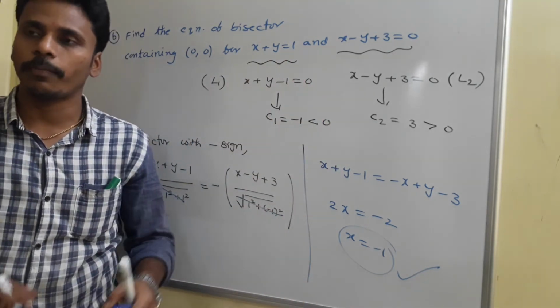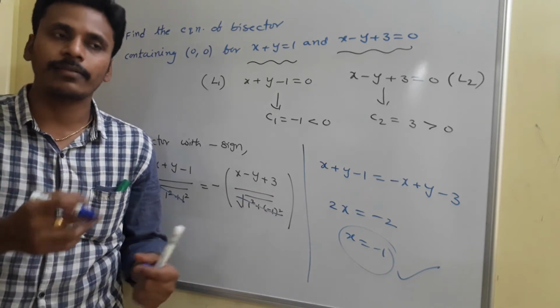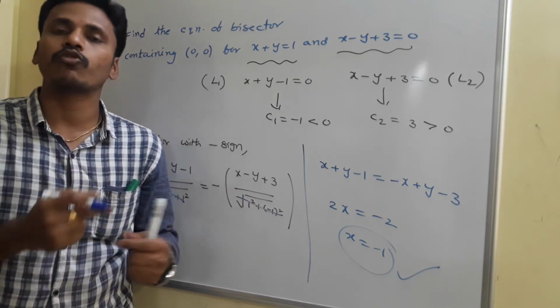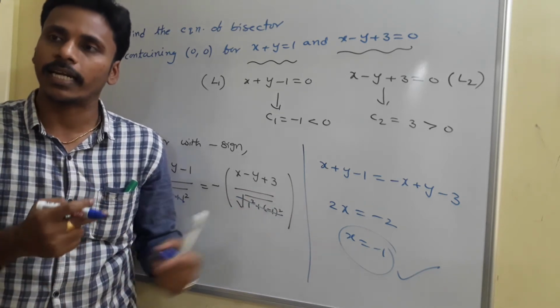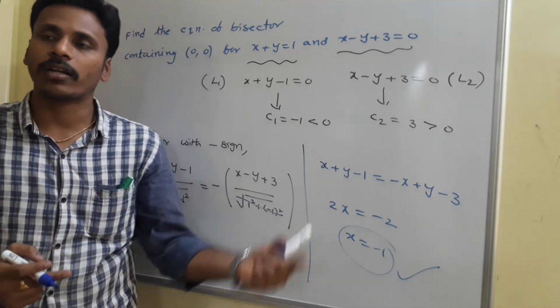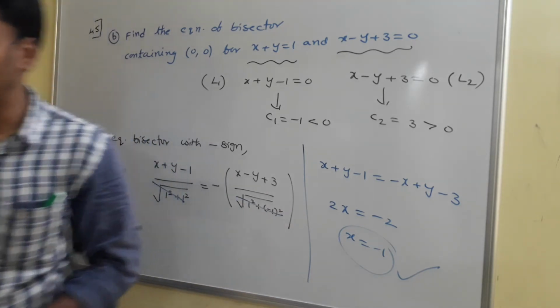Okay, just have a look. The problem is very simple. As I see, the theory you need to memorize, the logic you need to memorize, is how to find the bisector containing the point and the bisector not containing the point. That's it. Just have a look.